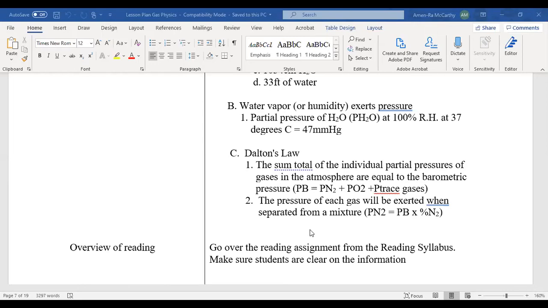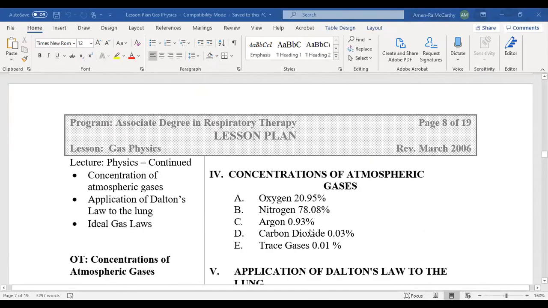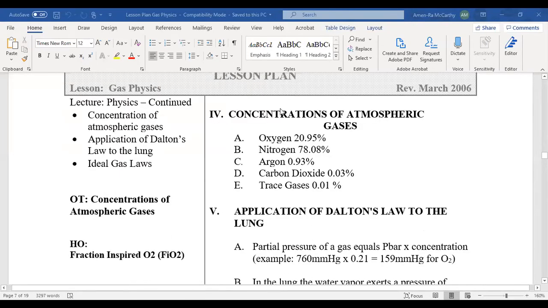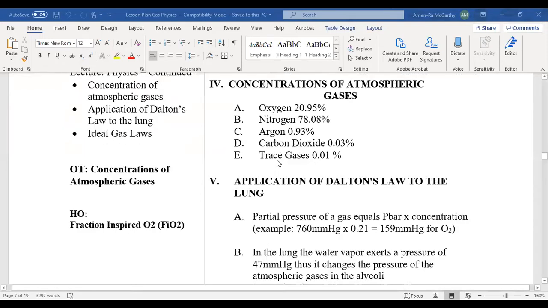All right, so let's continue to break it down. This is a list of those gases here for your notes. Oxygen is 20.95, so we just say 21. Nitrogen 78.08, argon 0.93, CO2 0.03, trace gases 0.01.